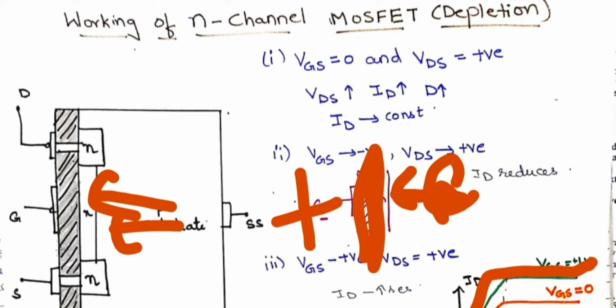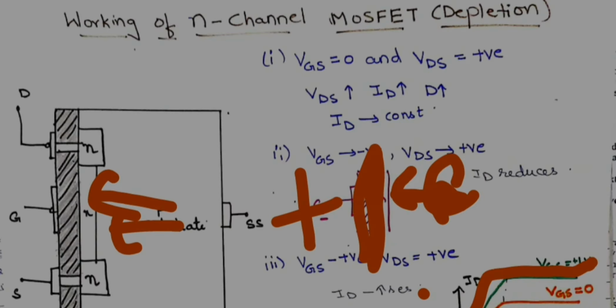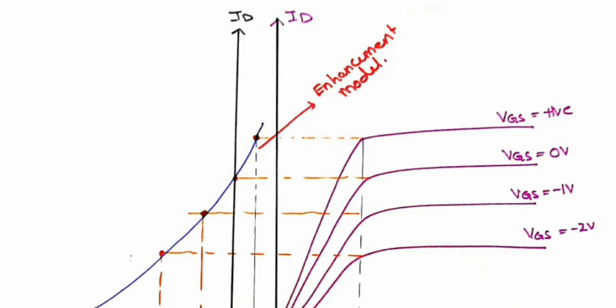This characteristic of VDS versus ID is called the drain characteristics. Now let us see how to plot the transfer characteristics of the N-channel MOSFET. First, the drain characteristics: already we have considered different cases. VGS equal to 0. For VGS equal to -1, ID decreases, therefore we have taken it lower. And for VGS positive, electrons get accumulated, therefore the ID current increases. Let us take the pinch-off voltage VP as -3 volts.